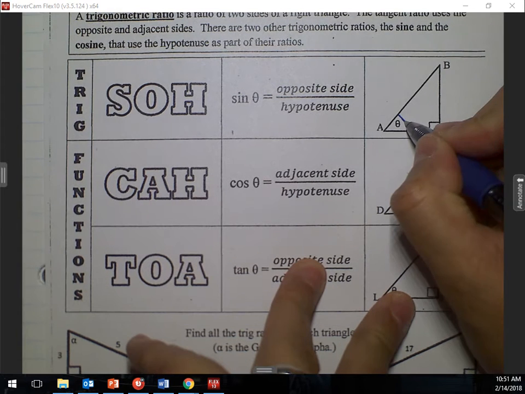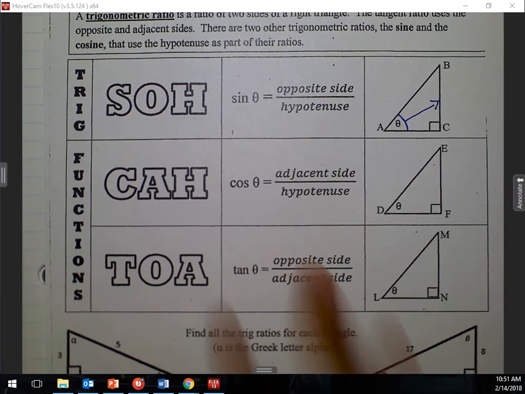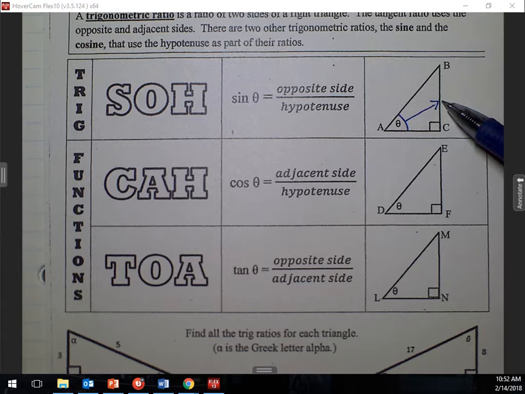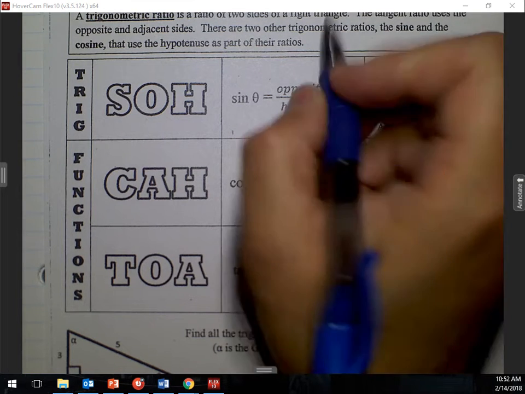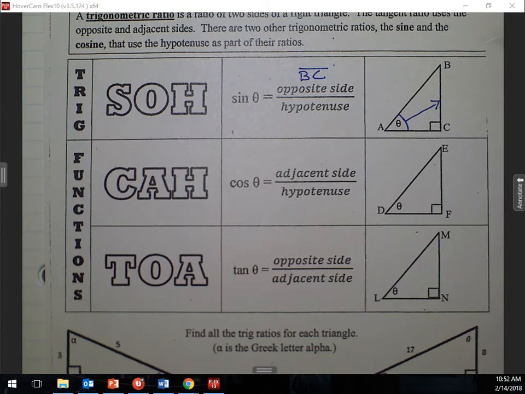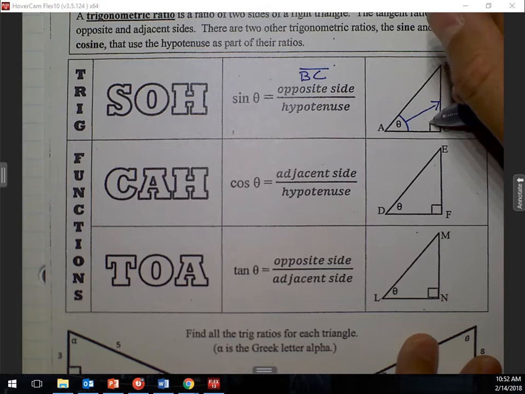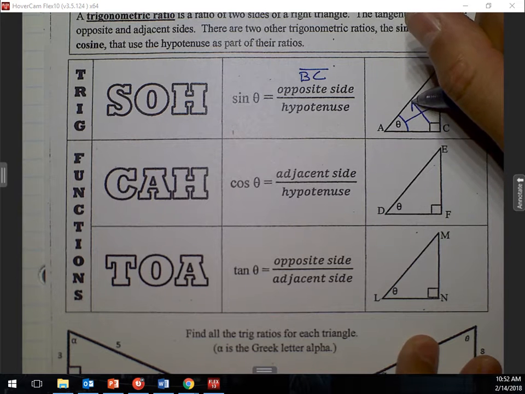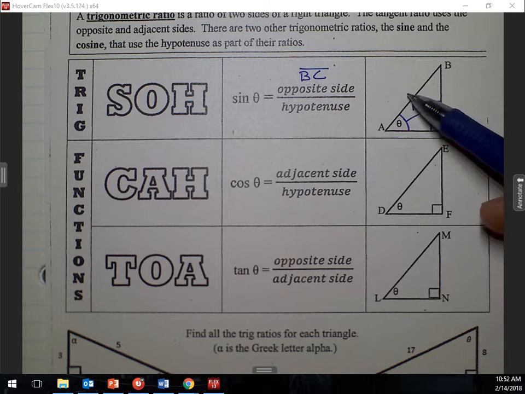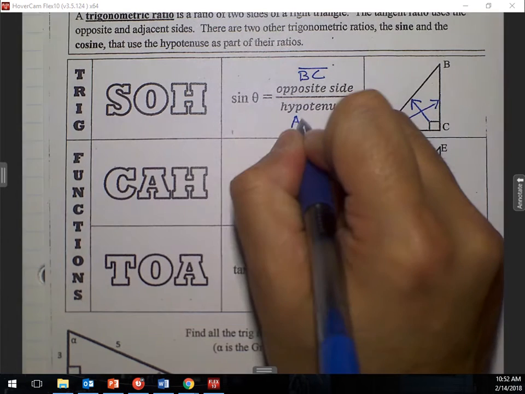So from here, I'm going to draw an arrow across that. So what is that going to be? That's going to be my opposite side, right? That's what we learned on Monday. So my opposite would be side BC, and hypotenuse. Hypotenuse is always located where? Across from the right angle. Very good. So from my right angle, I'm going to draw an arrow right there. That one is going to be my hypotenuse. So that's going to be my AB.